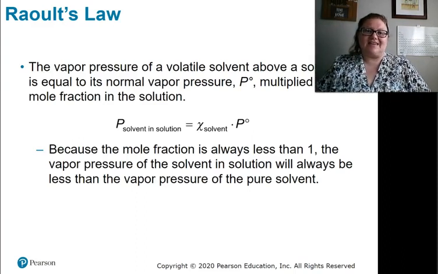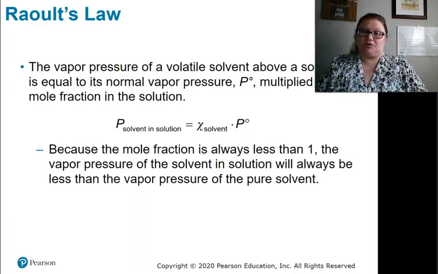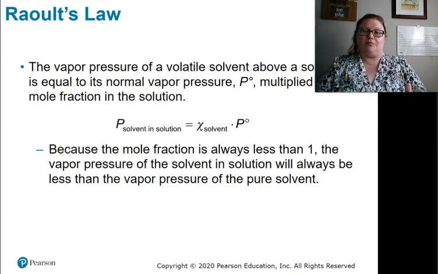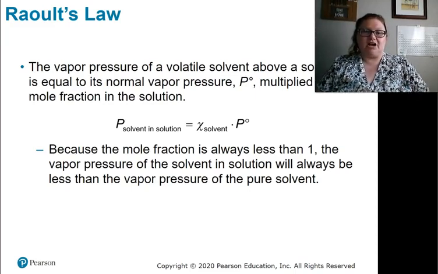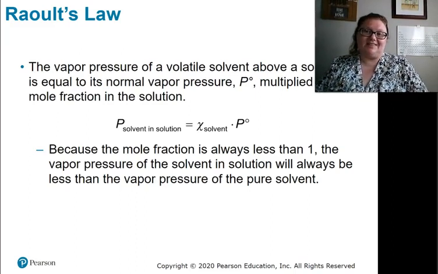Above a solution that's equal to its normal vapor pressure, which we're going to signify with that small circle. So that's the normal vapor pressure of the substance if it were pure, multiplied by its mole fraction in that solution.